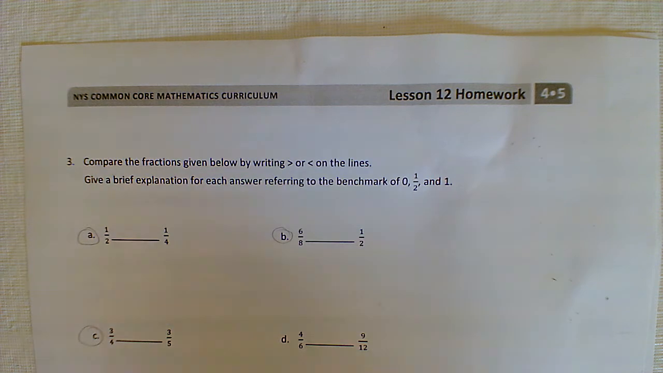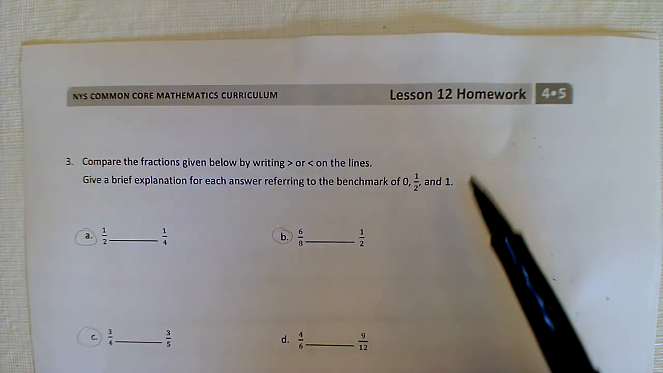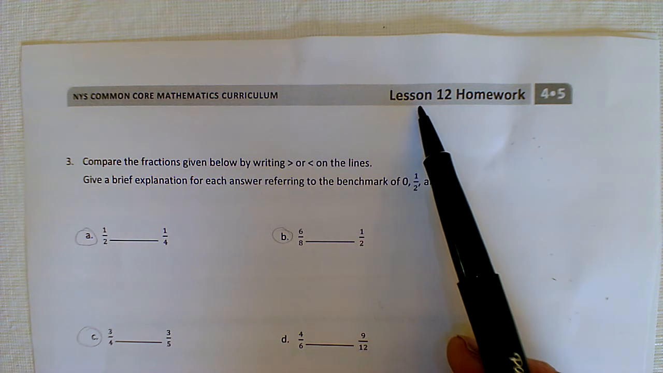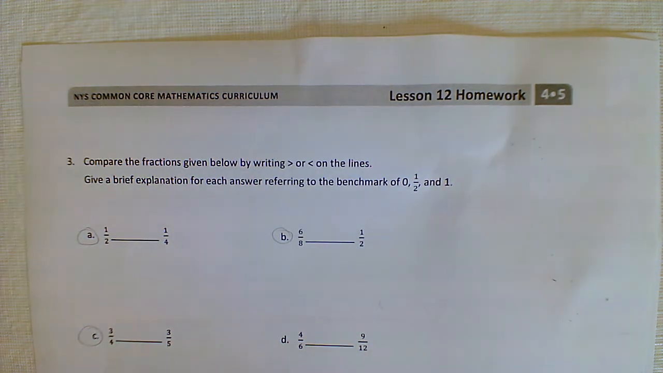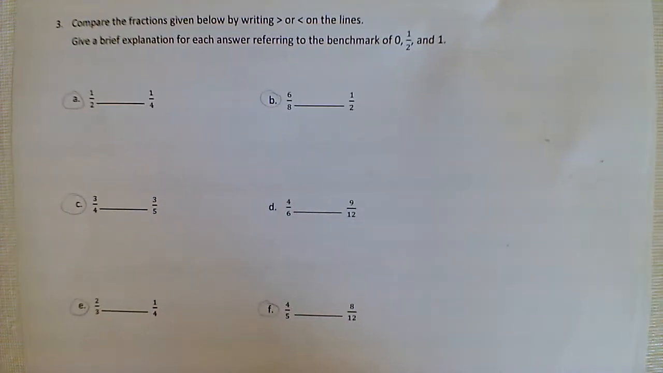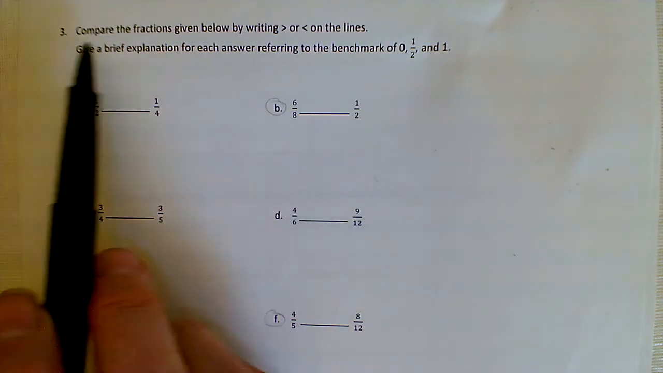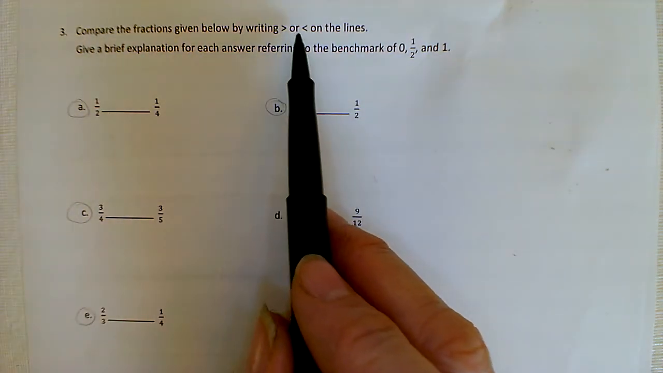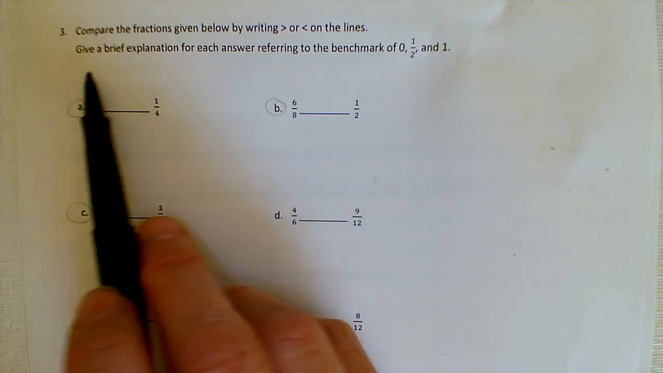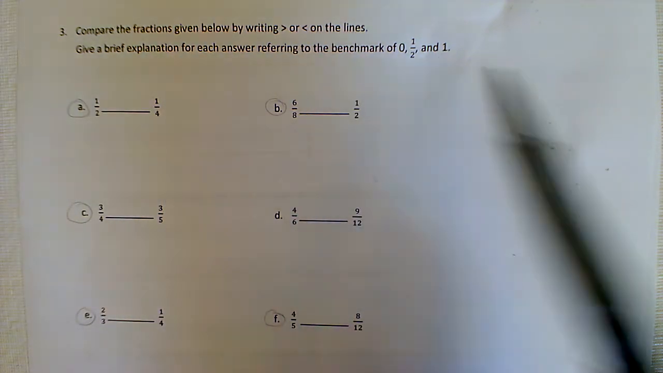Today I decided to do an extra day in Lesson 12, and this is Module 5, Grade 4 from EngageNY. We were doing problems from the Lesson 12 homework pages, not the classwork, so make sure you're on the correct pages. Let's look at the instructions. It says compare the fractions given below by writing greater than or less than on the lines. Give a brief explanation for each answer referring to the benchmark of 0, half, and 1.